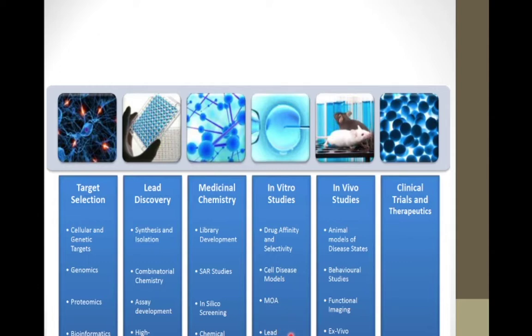After we have a lead candidate, we can move into in vivo studies, using animal models of disease states, and we can perform behavioral studies and also functional imaging, things like MRI or CT scanning. At the same time we can do ex vivo studies, which is particularly important if we want to study the excretion profile of our drug. And afterwards we would do clinical trials and therapeutics.